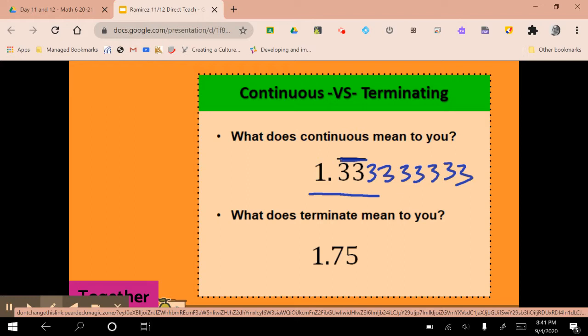Terminate means to end something, or that it stops. So 1.75, the number stops. It doesn't go on forever. It's just 1.75, and that's it. Okay?